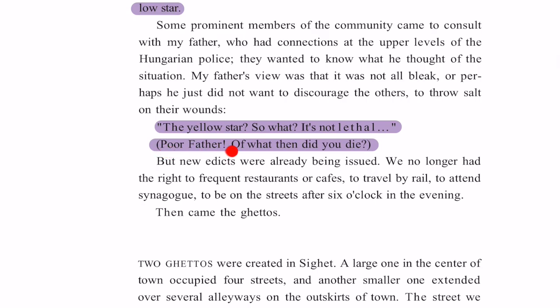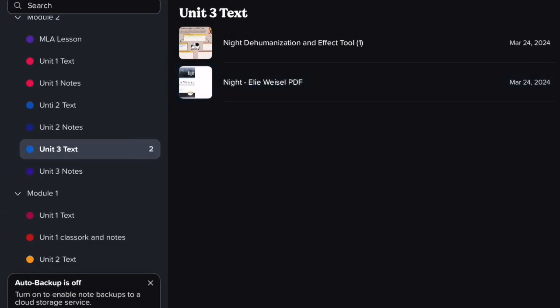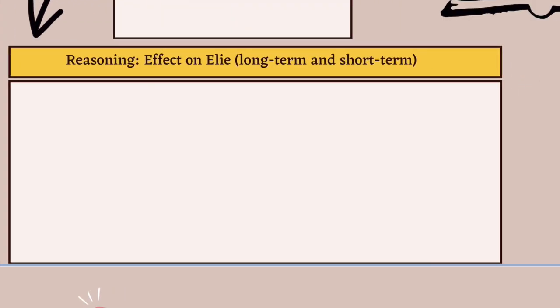He says, "Poor father, of what then did you die?" What do you guys think he means when he says that? He's realizing that something happened or is happening to his dad right here, right? This is the first time that we're seeing Eli question his dad's resolve, right? So that's one thing you could touch on in your analysis here.